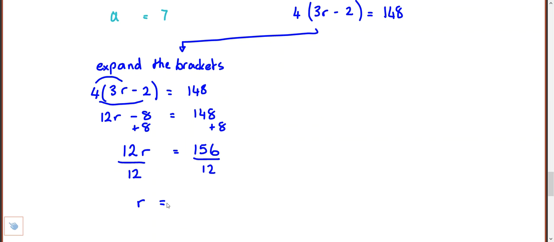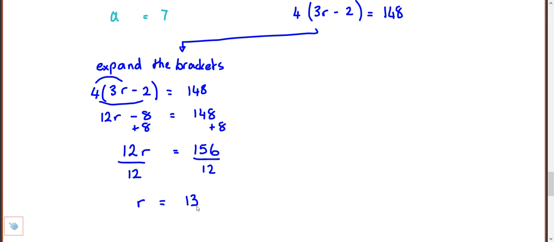Oh, I don't know this. 12 12s are 144. Add another 12 and that's 156, so it's 13. That's what I was thinking. Good.